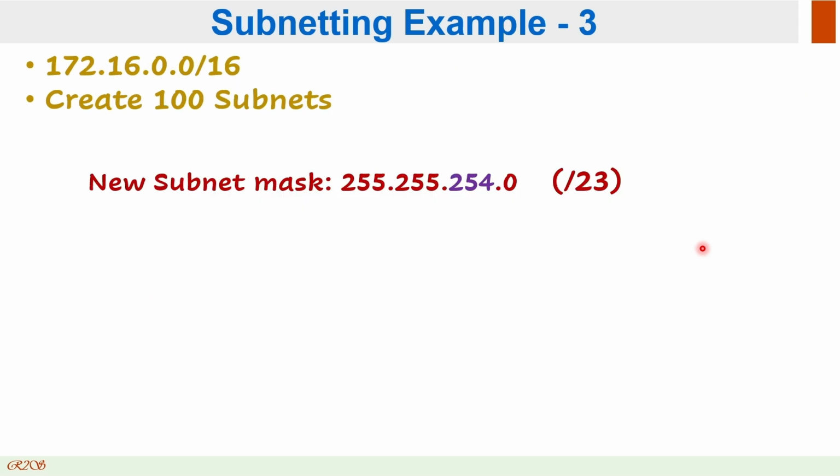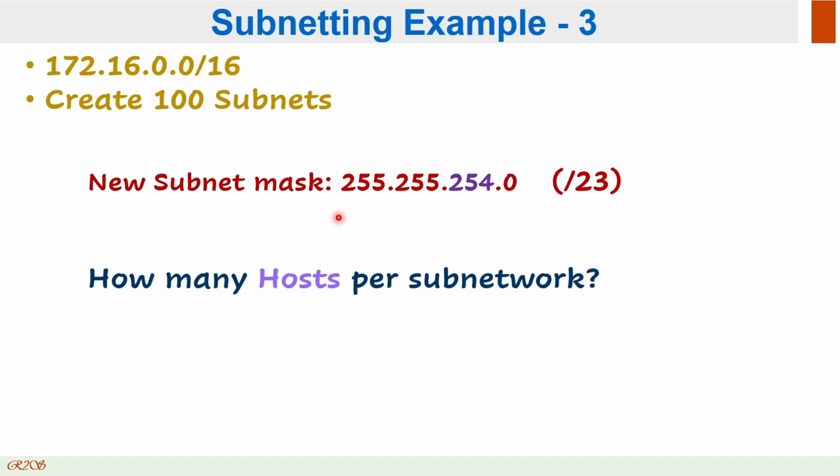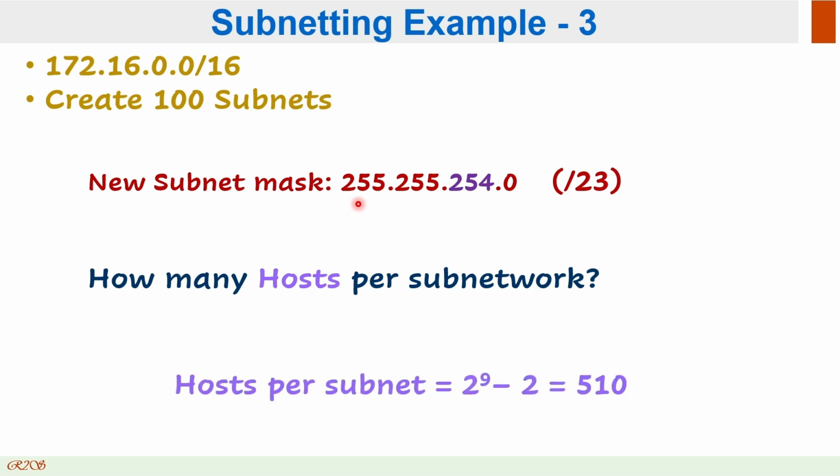255.255.254.0. So this is the subnet mask. And how many hosts can we have in each of these subnetworks? The remaining number of bits, now that 23 is the network address, we have 9 bits remaining, right?